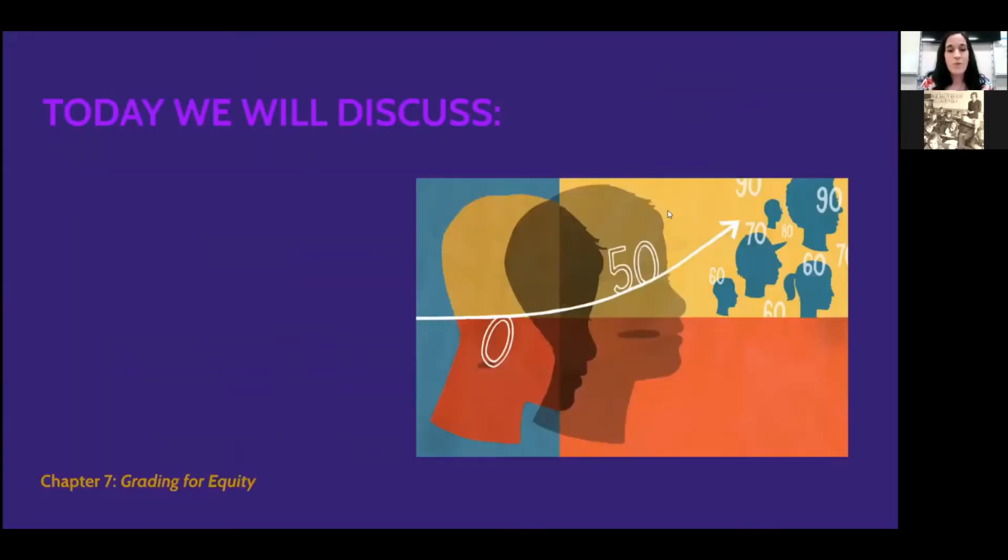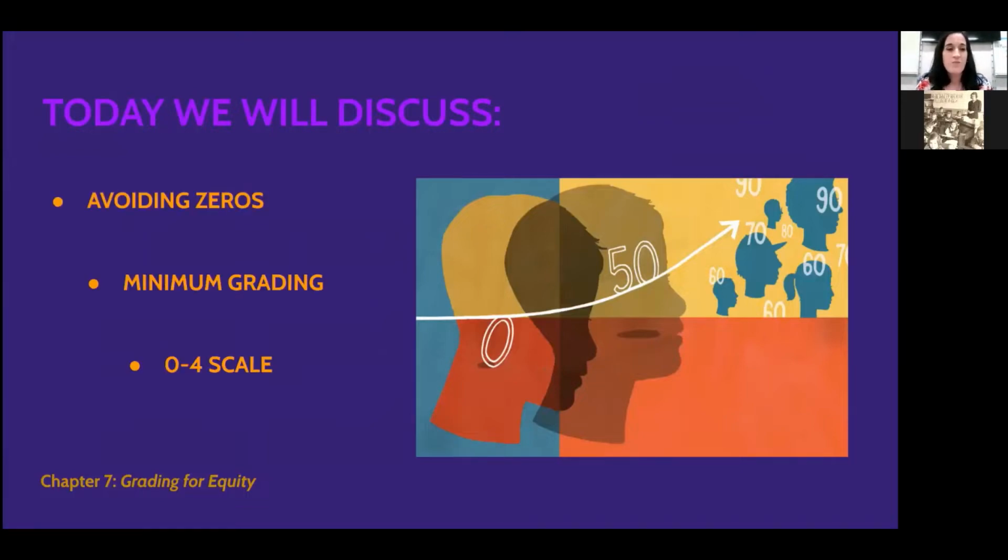So today we will discuss the following points from chapter 7: avoiding zeros, minimum grading, and a 0 to 4 scale. This is kind of like a menu that we want to share with you from the book. So as we go over each of these things, please keep in mind that Feldman isn't suggesting that you incorporate all of these practices into your instruction all at once, that you can pick and choose what fits best for you, for your school, for your students, and then work up to some of these others later on.